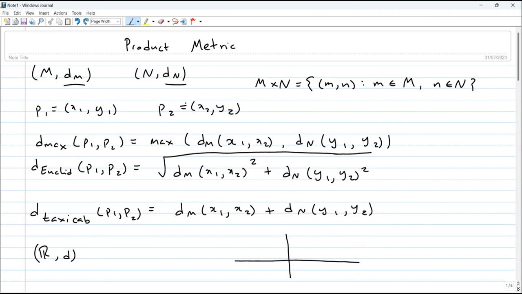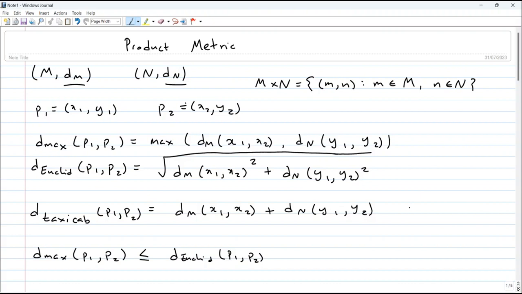Now the question is, in what sense are these three metrics the same? I want you to notice something. If we take two points, P1 and P2, the maximum distance between P1 and P2 is the maximum of the distance between x1, x2, and the distance between y1, y2, right? Now this is less than or equal to the Euclidean distance between P1 and P2. And why is this the case?